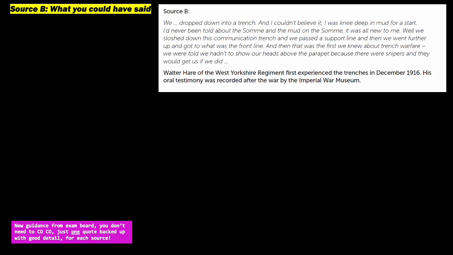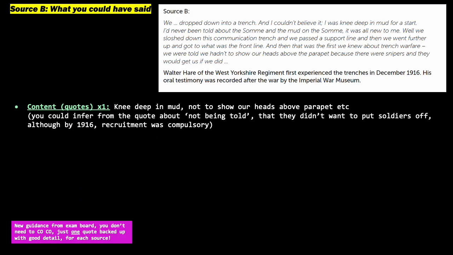All right, so the first source, source B, is a written source relating to the conditions in the trenches. All right, so the content that you could pick out, any of these things, just need two of them. You could pick out a quote that talks about being knee deep in mud, not to show our heads above the parapet, etc. Just put them in quotes. Source B says. If you can, try and make an inference, remember, in these source questions. That will always get you some marks as well.